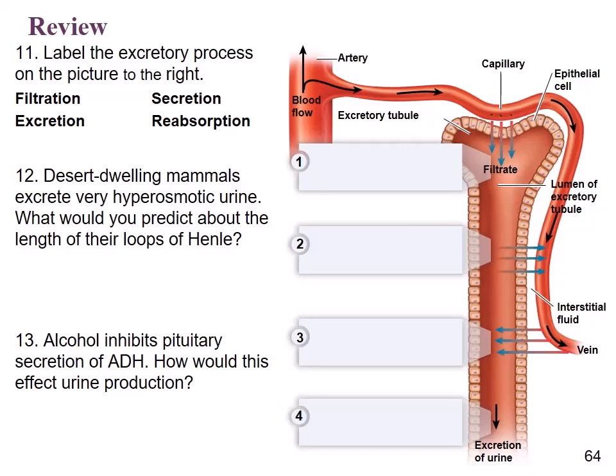And then alcohol inhibits pituitary secretion of antidiuretic hormone. How would this affect urine production? So a diuretic makes you pee, okay? But antidiuretic is a not pee. So antidiuretic hormone makes you not pee. But if we inhibit the thing that makes you not pee, that would make you pee. So alcohol increases urine production, which some of you may know from experience.